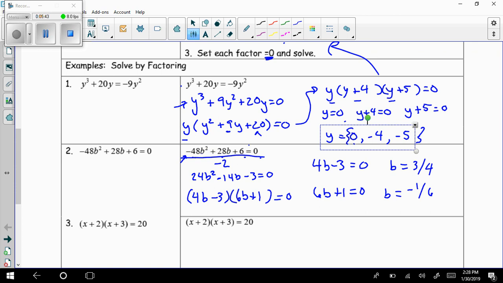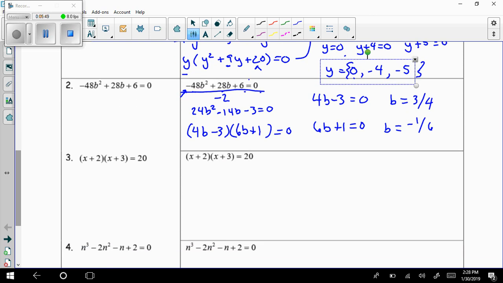So either of those would make it 0. And when we're talking about x-intercepts, we would use the word "and" there. This one's a little bit different. We can't just say x plus 2 is equal to 20, x plus 3 equals 20.